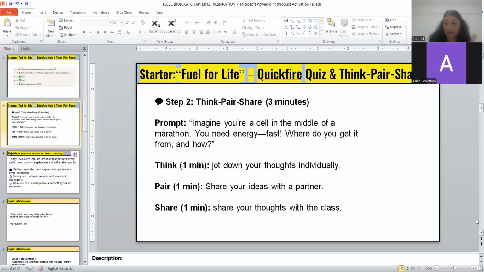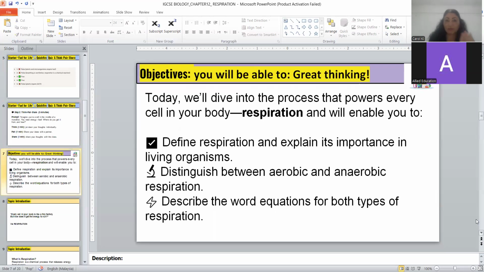The objectives of this lesson are to define respiration and explain its importance in living organisms, distinguish between aerobic and anaerobic respiration, and describe the word equation for both types of respiration. Later on, we're going to continue this lesson as well, but it's quite enough for 20 minutes of lecture.